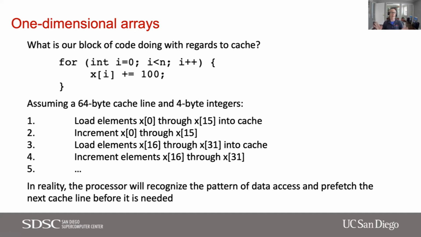Again, assuming 64-byte cache lines and 4-byte integers, we're going to start off with our cache empty. We're not going to have any of this data in cache. I'm going to take elements x0 through x15 and load them to cache. Those 16 4-byte elements are going to fill a cache line. Now I'm going to increment element 0, element 1, element 2 through element 15. Then I get to element 16. It's not available, so now I'm going to load another cache line. I'll load x of 16 through x of 31 into cache, and then I'll increment those elements.